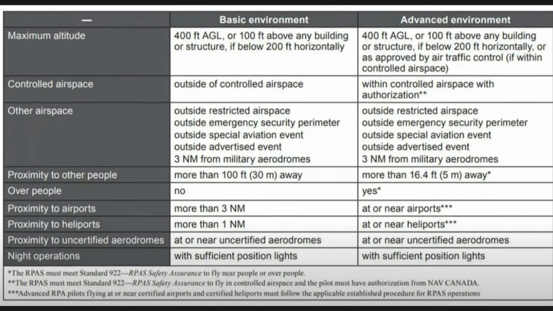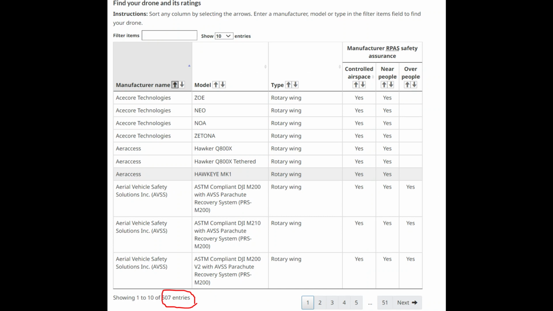Now, to fly within the advanced operations category, it's the level of safety assurance that unlocks that particular category, or more or less airspace, if you may. So when we're looking at that, there is a Transport Canada Safety Assured list, which all drone pilots should refer to. And as you can see, there are declarations on control airspace near people or over people. Now, the manufacturer is the one that is required to submit the level of safety assurance for that aircraft, depending on the risk threshold they would like that aircraft to go to.